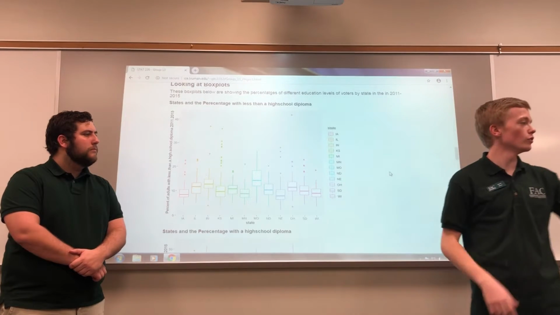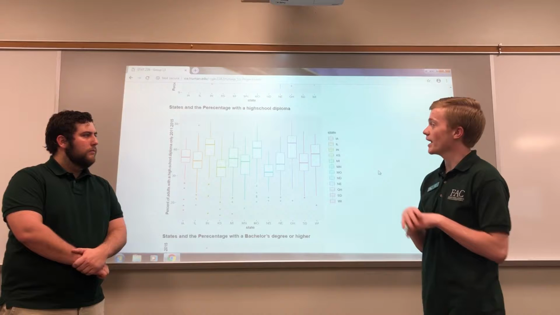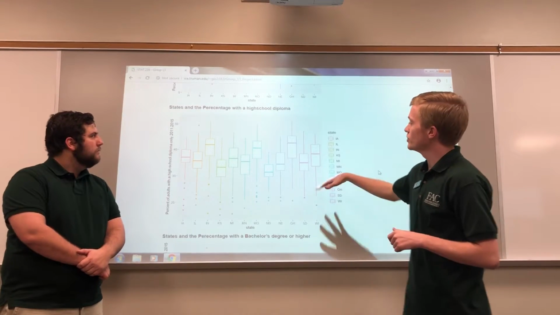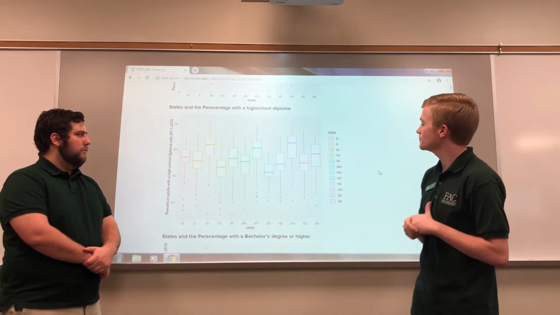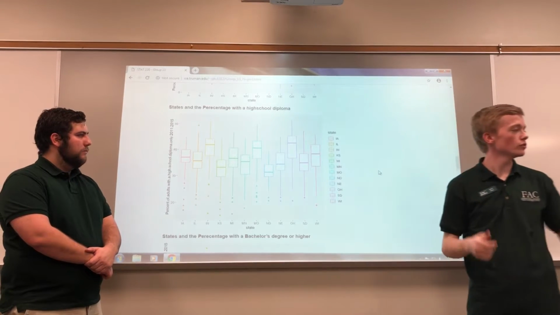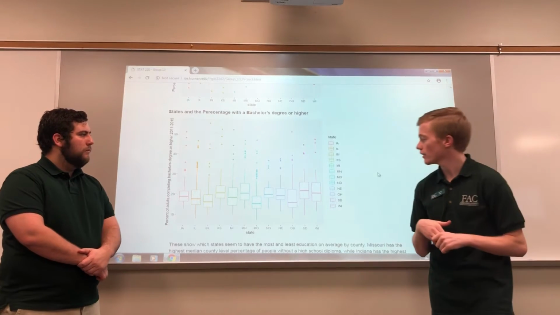And then I'll move into states and the percentage of counties with just a high school diploma. As you can see, those are much higher. You can see kind of which states are where on that. And then lastly, we'll move into states and the percentage with a bachelor's degree or higher.